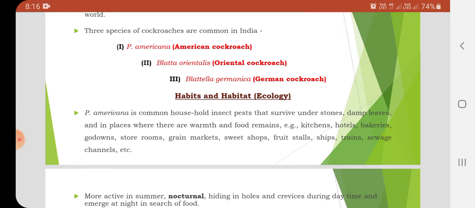It has been known that in India, the cockroaches are imported through trading ships from various localities, as is given in their names. Suppose the American cockroach is restricted to America, then Oriental cockroaches and German cockroaches. So these are transported or imported to India through the trading ships.